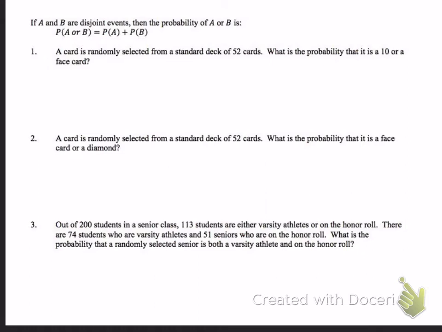Okay, so let's look at number 2. It says a card is randomly selected from a standard deck. What is the probability that it is a face card or a diamond? The probability of a face card, we have already said that is 12 out of 52. Exactly. So we're going to get to that here in a second. What is the probability that it is a diamond? 13 out of 52.